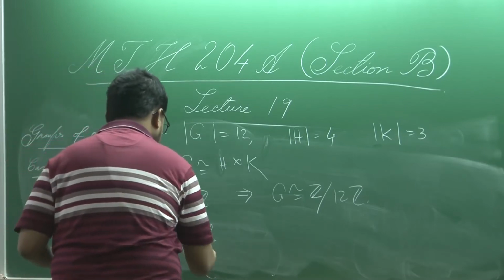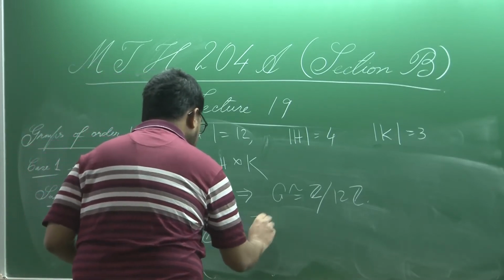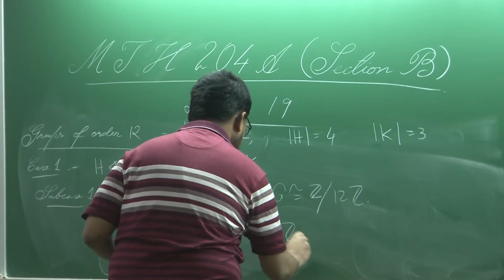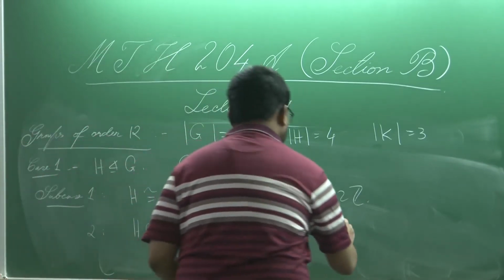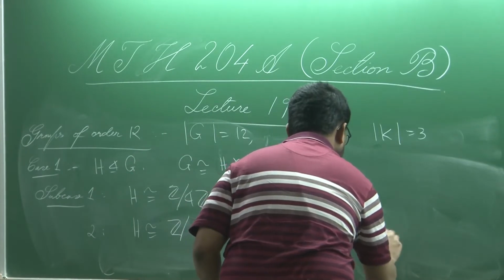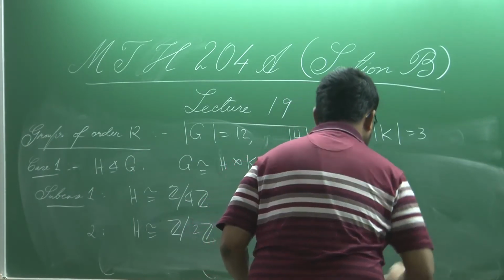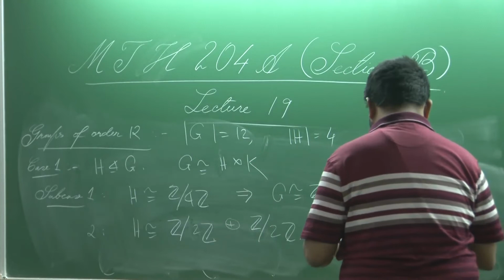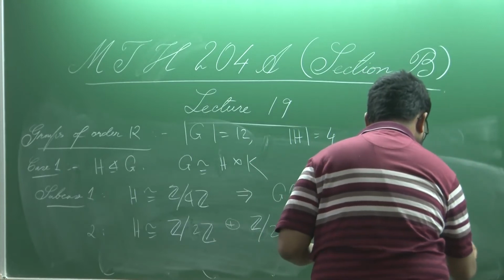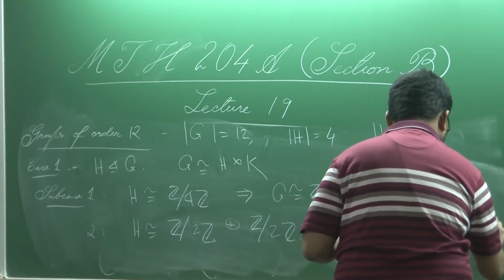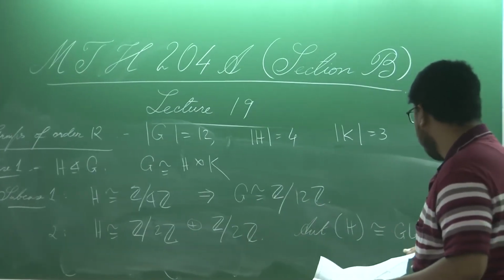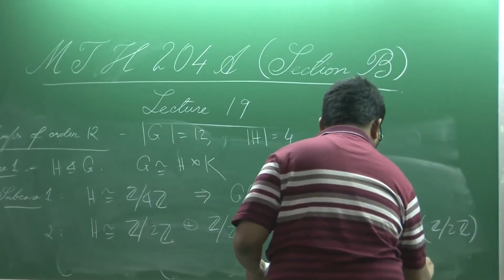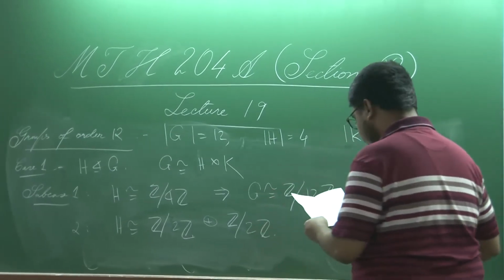Now subcase 2 is the rather important part, and it is somewhat more difficult. What is the automorphism group of H? As we have already done, this is isomorphic to GL2 of Z modulo 2Z. This is a non-abelian group, and it has order 6, so it has to be isomorphic to S3.